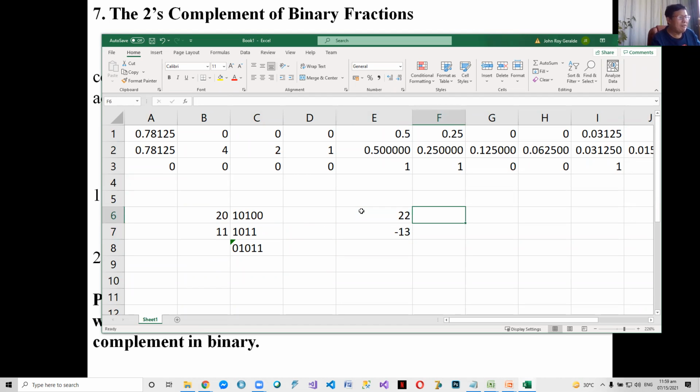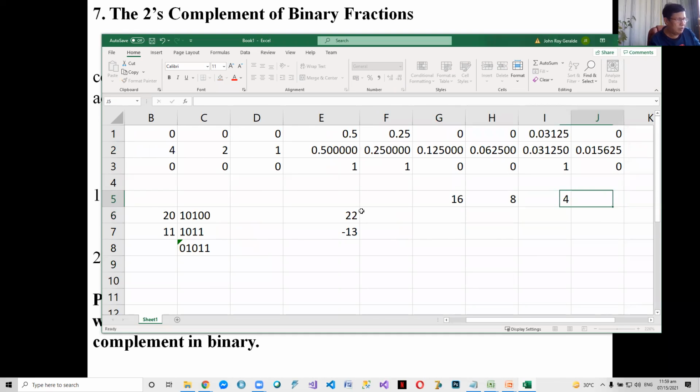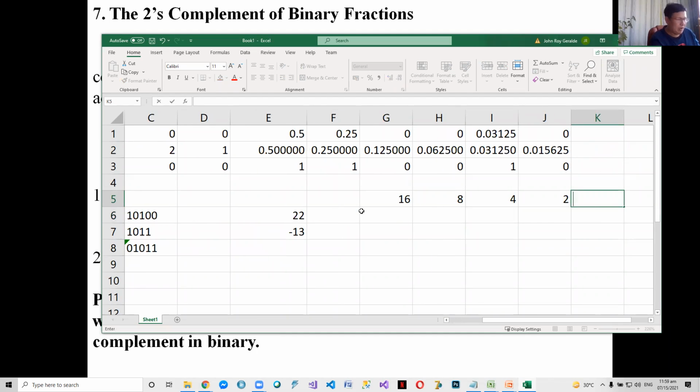What is 22? Let's convert 22. 22 is what? 16, 8, 4, 2, 1. So this is a 1, this is a 0, this is a 1, this is a 0, this is a 1. That's 22, right? 22, 16 plus 4 is 20. No, dapat itong ano, itong 1, itong 0.